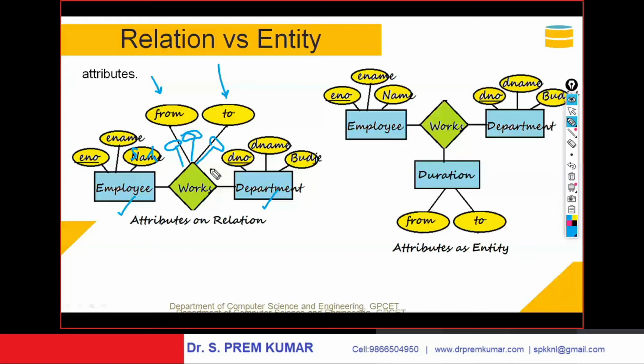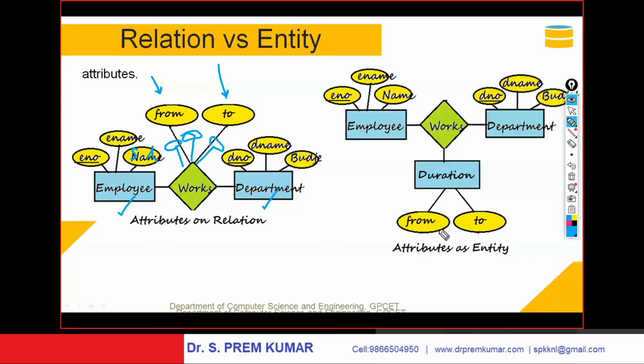You observe this example, employee, department. From and to, I am removing from the relation. And what I am doing, I am creating another entity called duration. For this duration, I attach the attributes from and to.